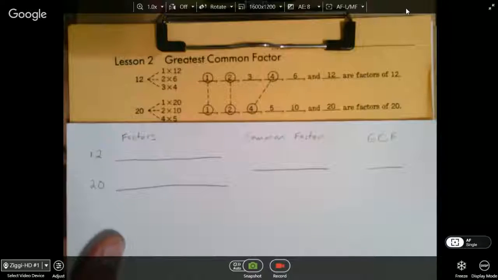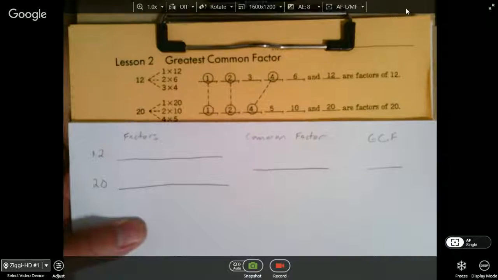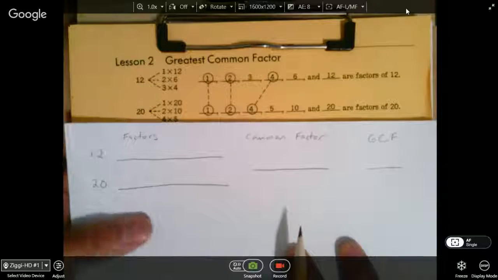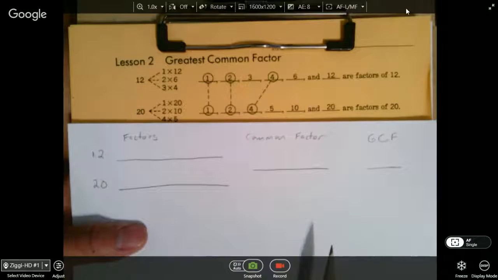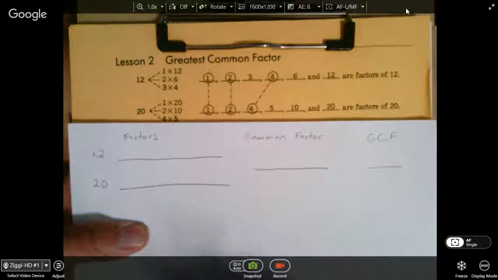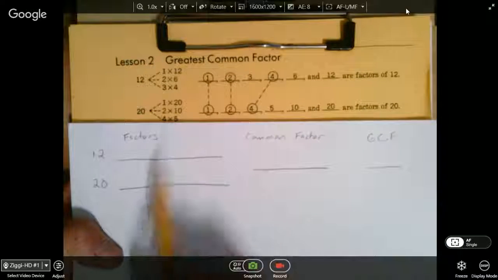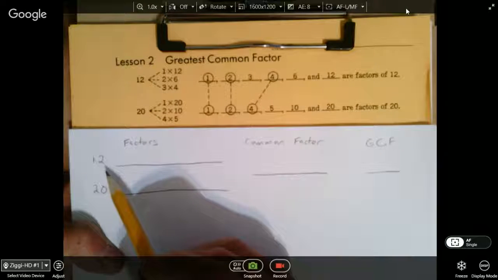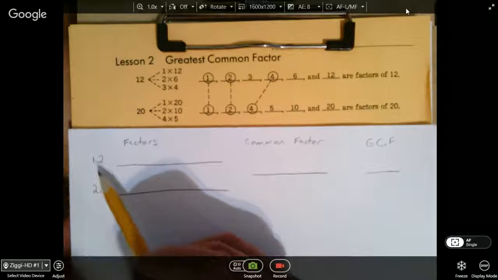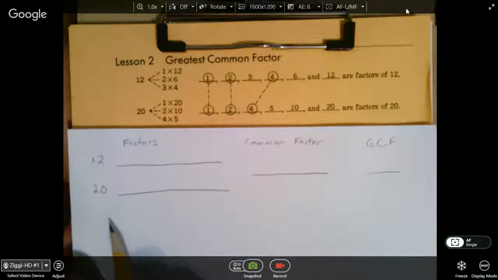Okay, this is our first lesson from our review of fractions. It is lesson 2 called Greatest Common Factor. So for the first example that is given on the handout, you are trying to find the greatest common factor between 12 and 20. So first find the factors of 12 and then find the factors of 20.